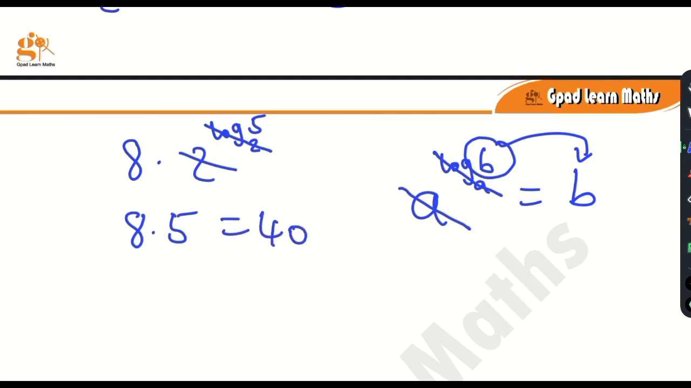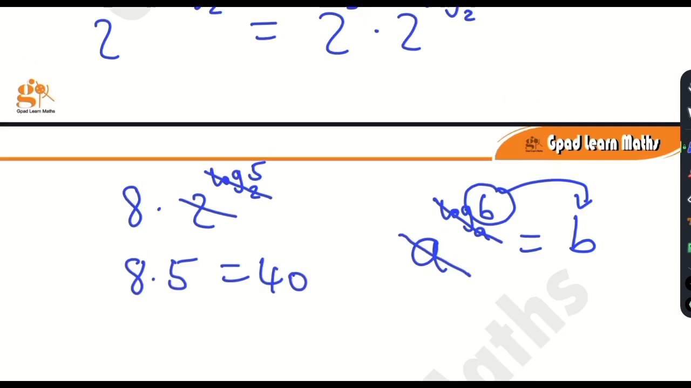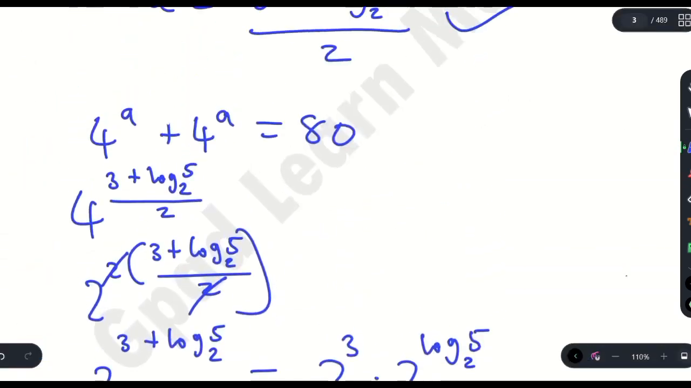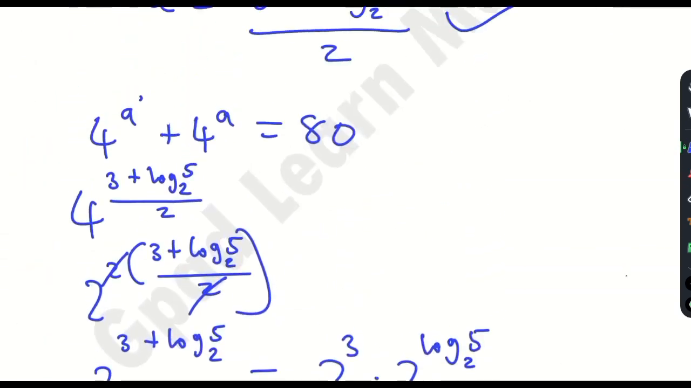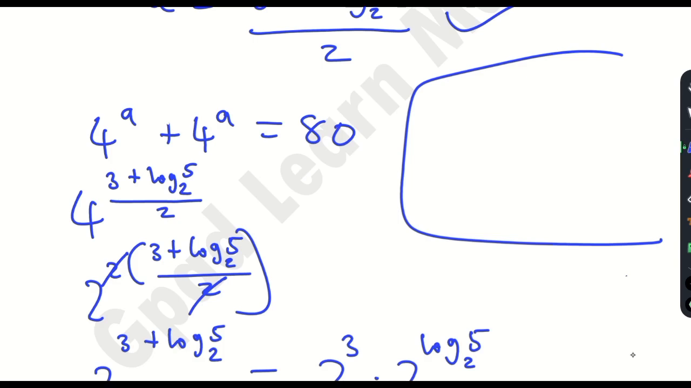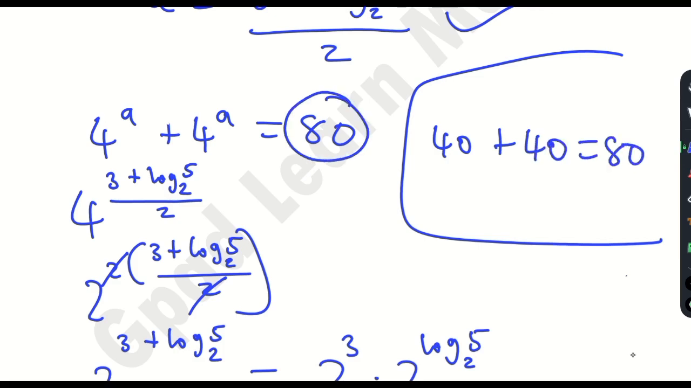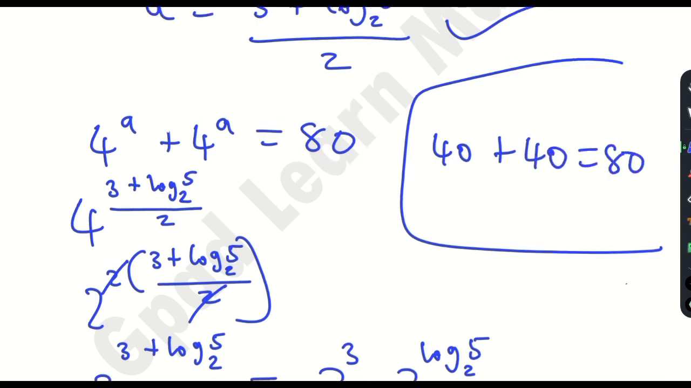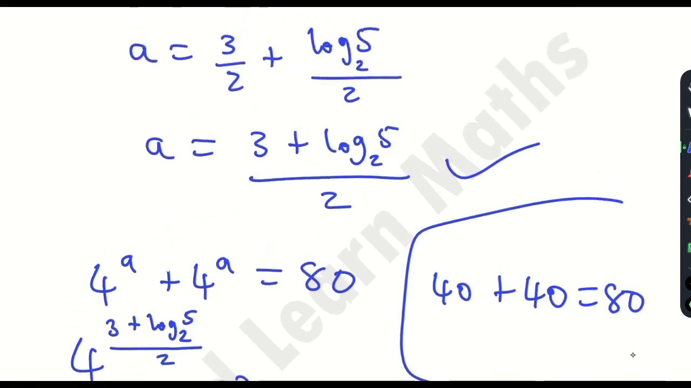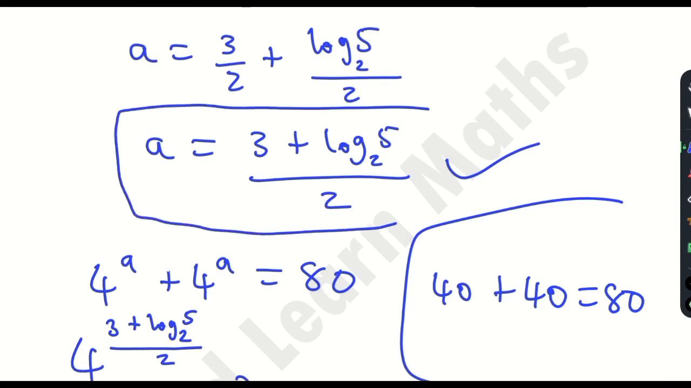Now I told you that we're going to double it, because if you come back to this equation, 4 raised power a gave us 40. Now let's wrap it up here. 4 raised power a gave us 40. That's 40 plus 4 raised power a will also give us what? 40, because they are the same. What's 40 plus 40? That's 80. And that's what we have here, 80. So yes, the value of a is what? 3 plus log 5 base 2, all divided by 2. And this is the solution that we have.